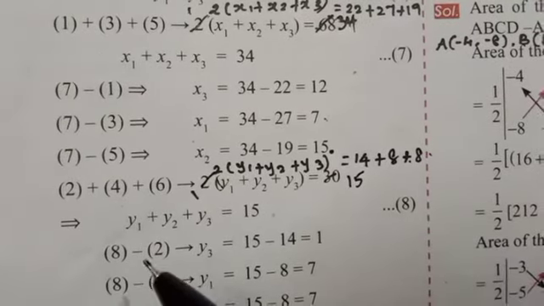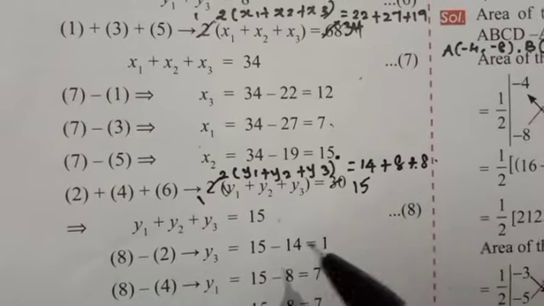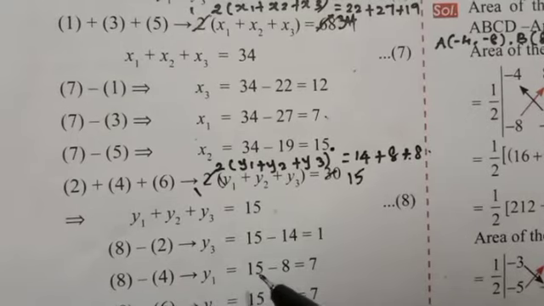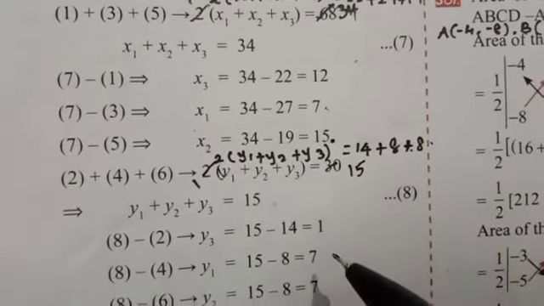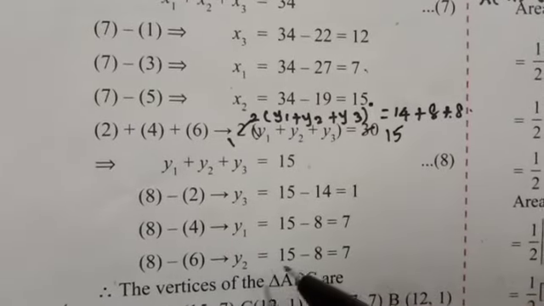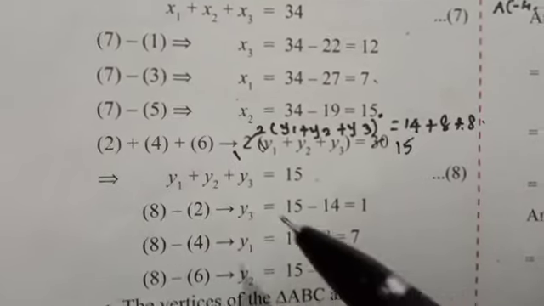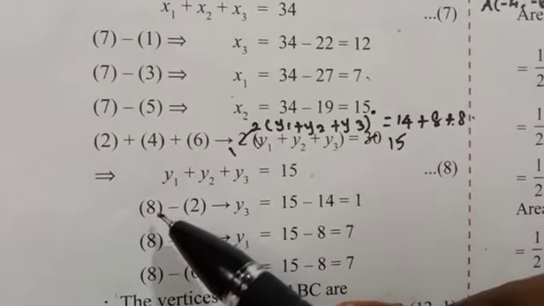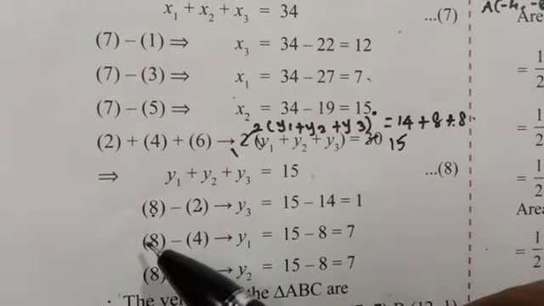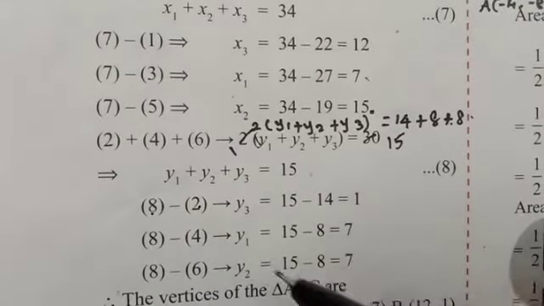Now equation 8 minus 2 y equations. So we get y3: 15 minus 14 is equal to 1. Then 8 minus 4, we get y1: 15 minus 8 is equal to 7. Then again 8 minus 6, we get y2 is equal to 15 minus 8 is equal to 7. Students, we are subtracting the second equation from 8, the fourth equation from 8, and the sixth equation from 8. So we get these points.